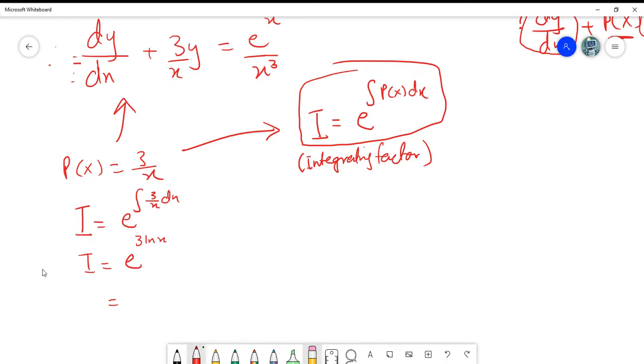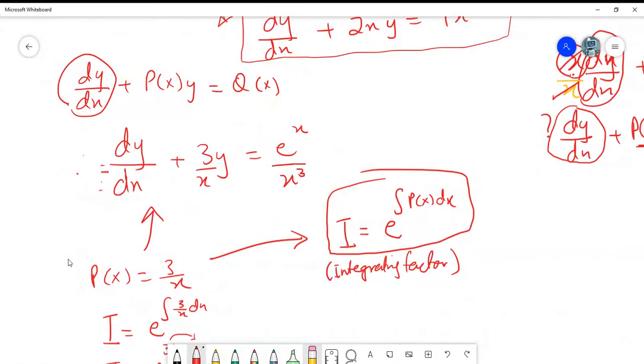Now all we need to do is write this as ln of x cubed, because the 3 goes there as per one of the logarithm rules. And then e and ln cancel out, which is also a logarithmic rule, giving us an integrating factor of x cubed. Now that we found the integrating factor, which is x cubed, all that we need to do is multiply all of our equation with x cubed.